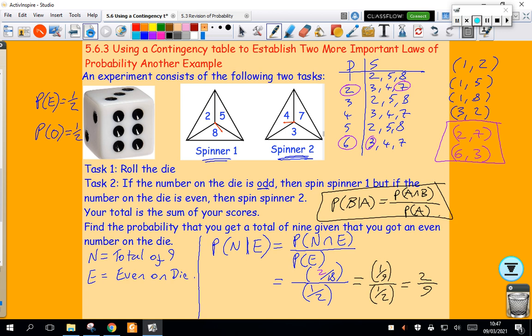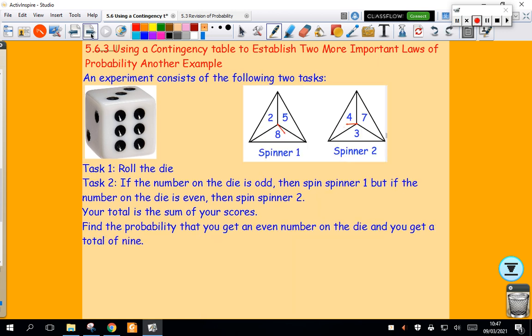Let's look at the same experiment with a slightly different question. Here I'm asked to roll the die and spin a spinner. If the number on the die is odd, all the same stuff. Your total is the sum of your scores. Find the probability that you get an even number on the die and you get a total of 9. So here we're looking for the probability of getting an even number on the die and, not given, and a total of 9.